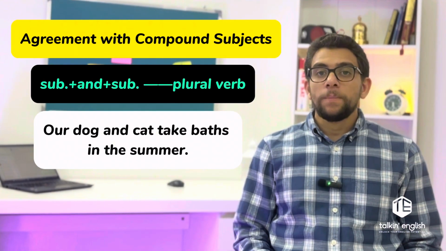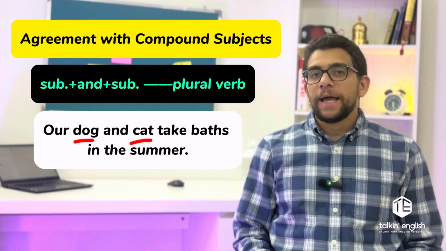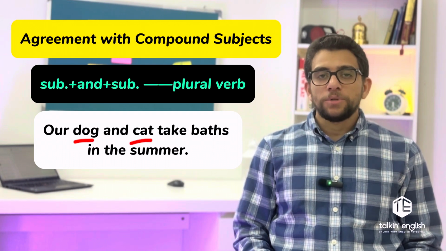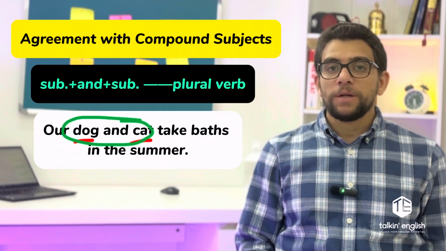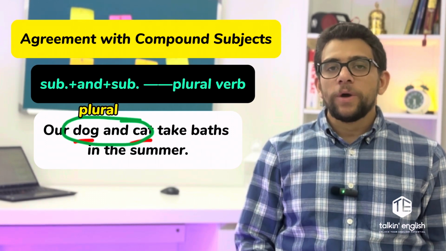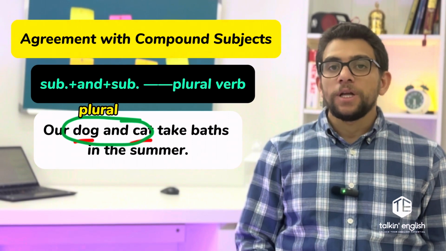As you can see here, the compound subject here is dog and cat. Dog is a singular subject, cat is a singular subject. The two together make a compound subject. This compound subject here is plural. That's why a plural verb is used in this example. The plural verb that agrees with the subject here is the word take.